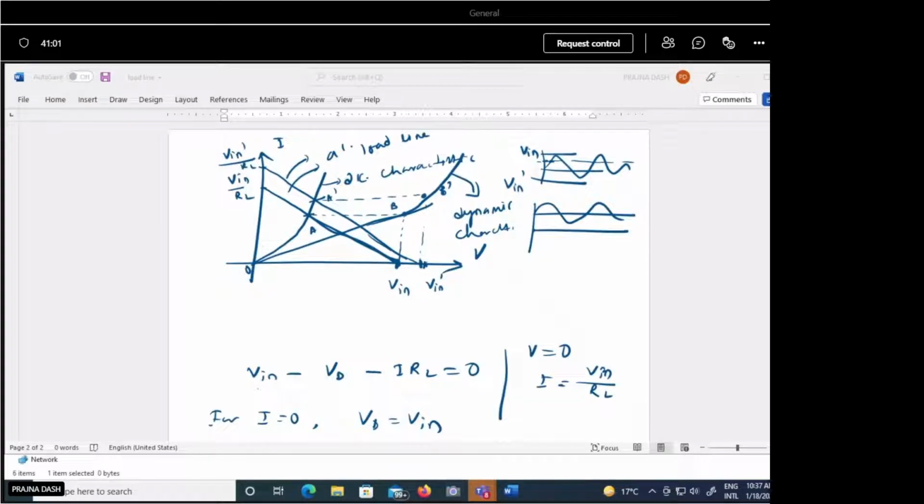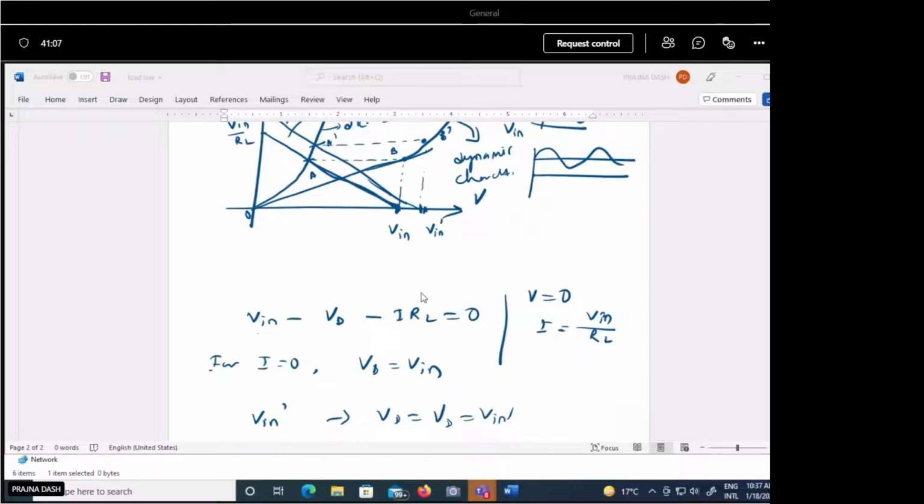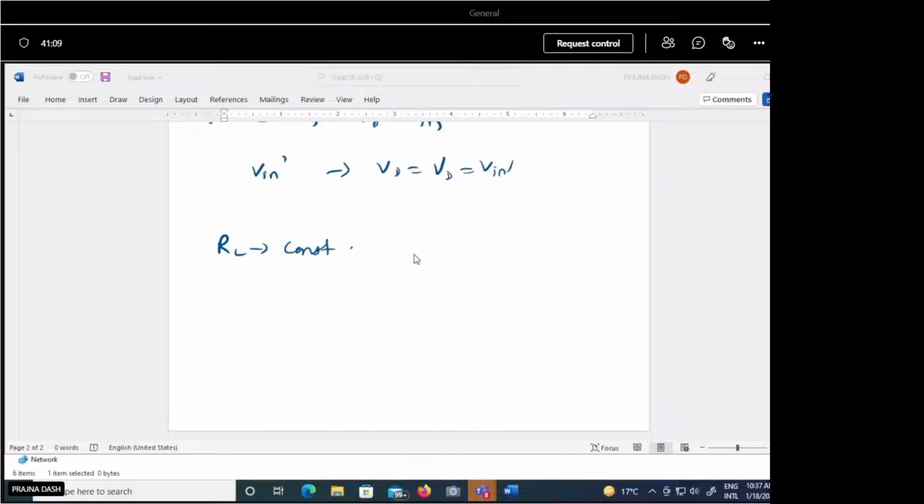If the diode is used for the purpose of a wave shaping circuit, like suppose some portion of your waveform, different wave shaping applications are there, like clipper or clamper circuits. Suppose this is the waveform and we want to change the waveform to this kind of waveform.